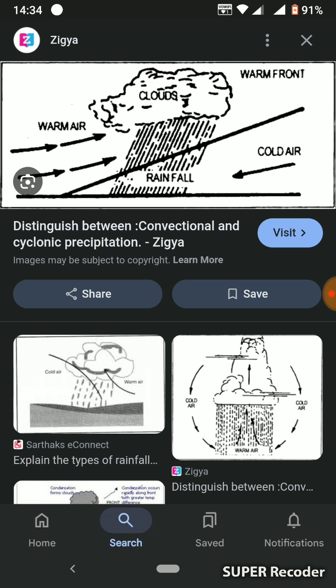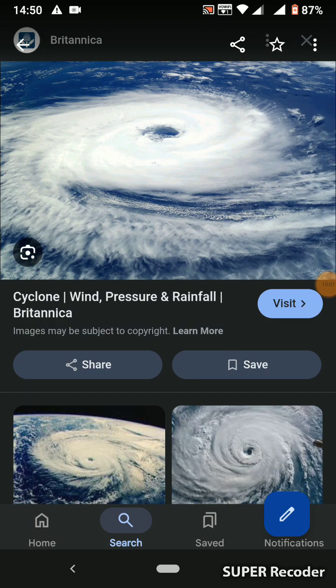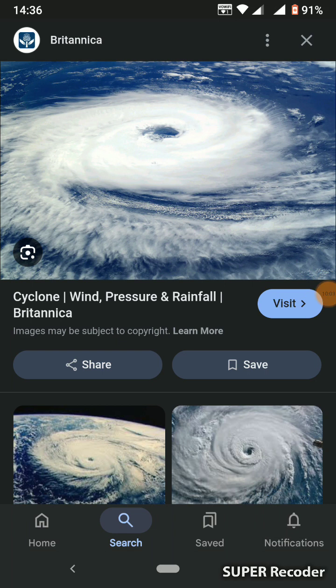Next, we shall study what is a cyclone. In this picture you can see a cyclone. Cyclones are formed by the wind circulation around a low pressure area. Strong winds in spiral motion move towards the center, or eye, of the cyclone.